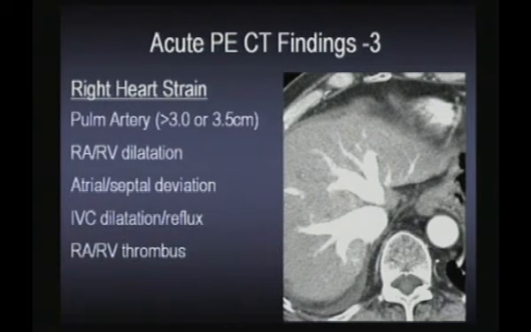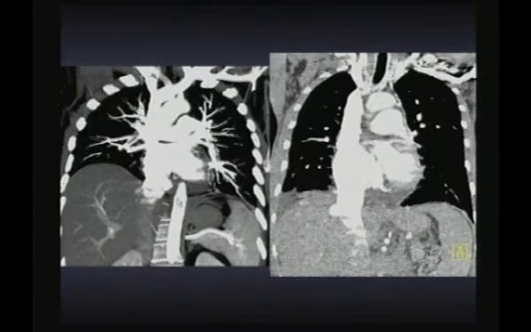We do sometimes see reflux of contrast into the IVC or in the hepatic veins. It is not abnormal to have a small amount of contrast reflux into the IVC, but if the IVC and hepatic veins are significantly opacified and dilated, one should consider the possibility of right cardiac strain.